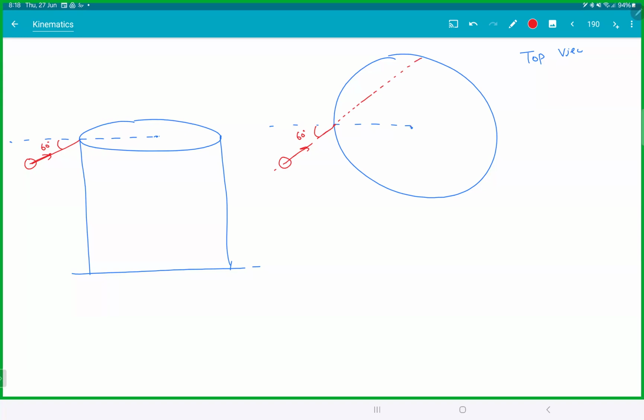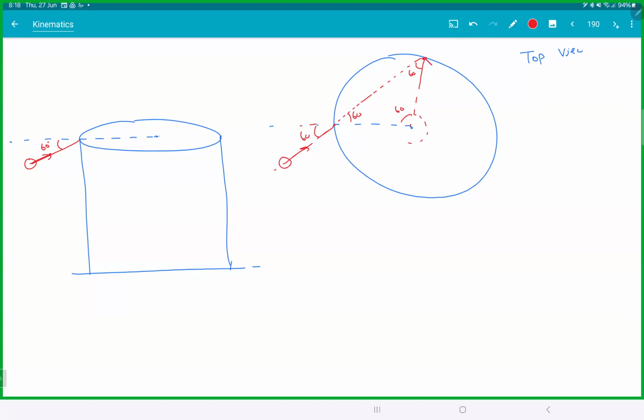I'll show you the side view. If this is 60, wait, I gave it wrong actually. If you take this as 60, this is 60, this is 60, this is 60. If this is 60, how many pieces will you get in total? 360, right? That means you'll get 5 pieces.